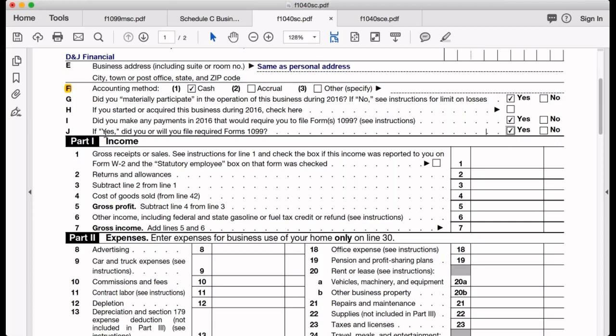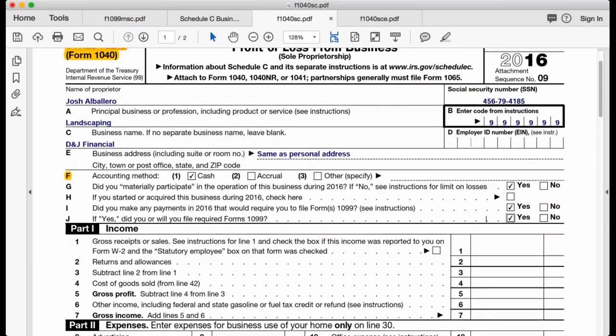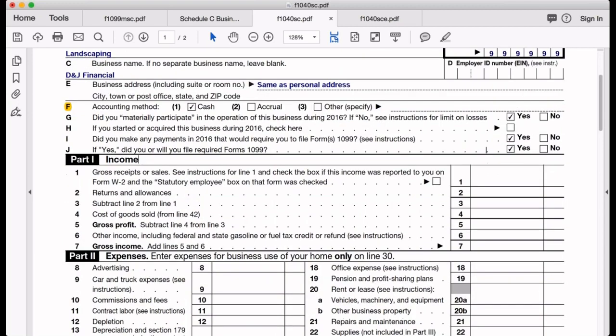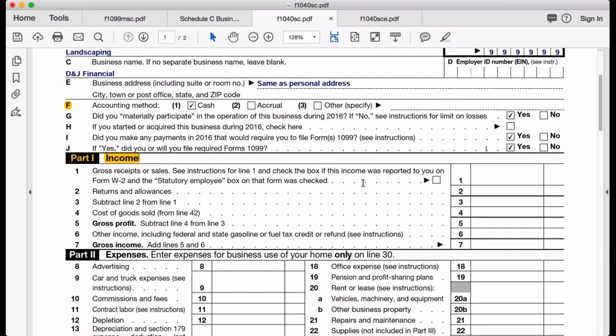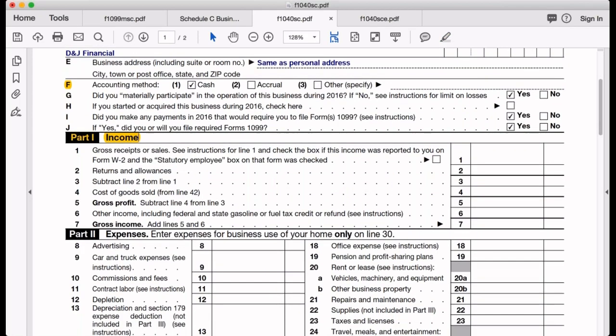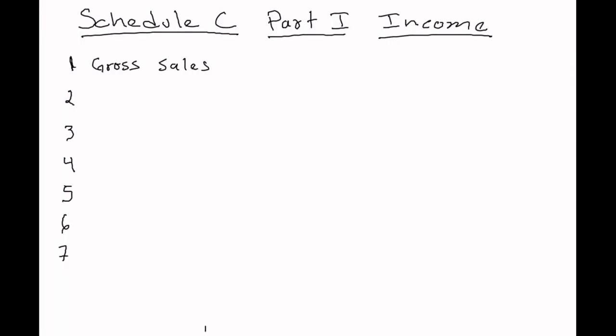Perfect. So here we are. We have completed the basic information of Schedule C. We're going to move on to income now, Part 1. That's where we're going to spend the next 5 to 10 minutes. As you can see on the screen, I have broken this down into seven parts, and the first part is going to be gross receipts, or gross sales.